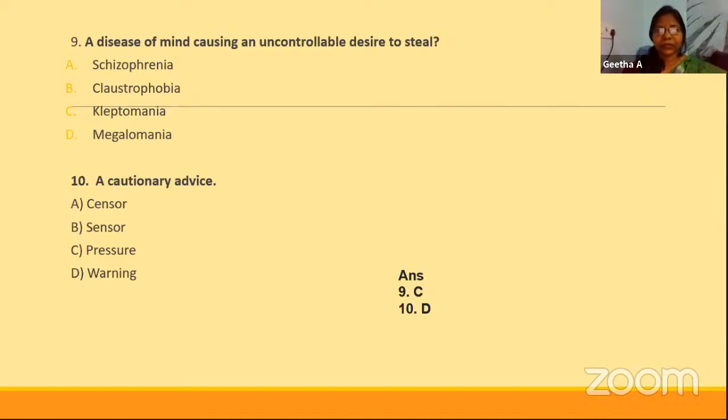So the next one is a cautionary advice where we have sensor, we have pressure, and we have warning, right? So a cautionary advice is a warning. So the answer is also given. So you just have to go through once. Yes, it's warning. I hope you understood this much. If you want, you can take a screenshot also. You can go through. Okay, so we will move on.